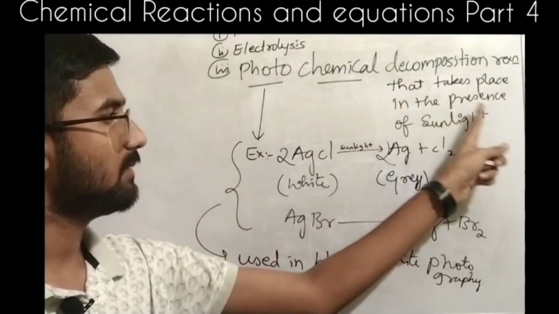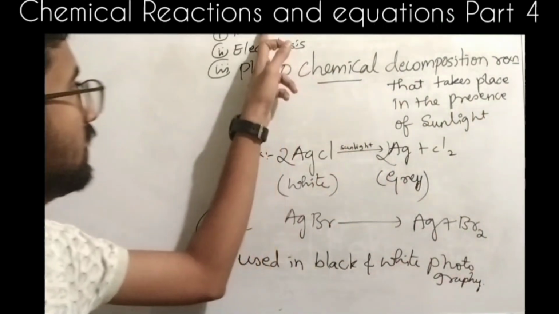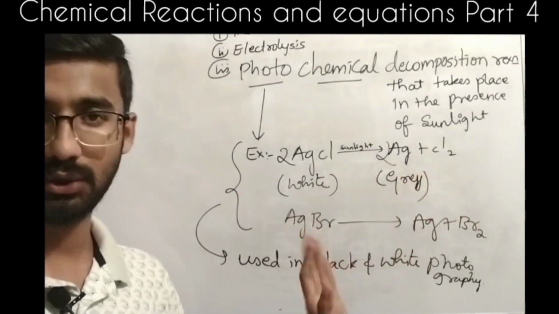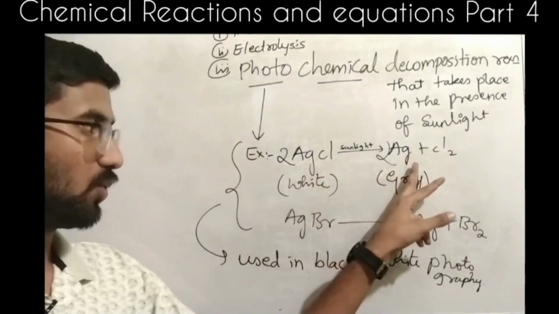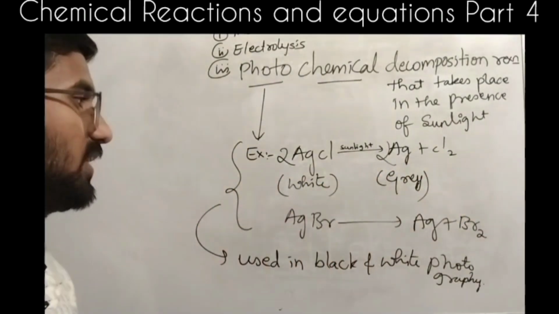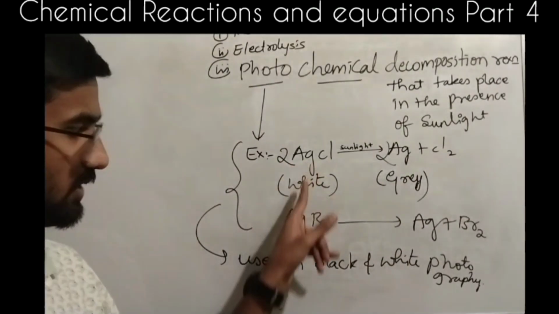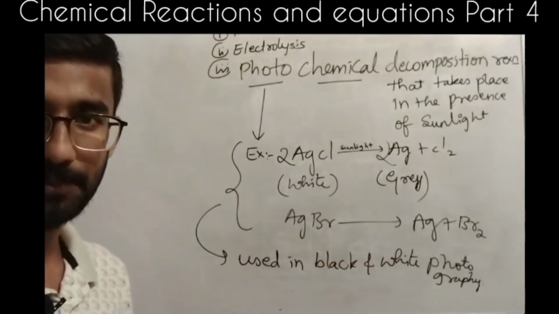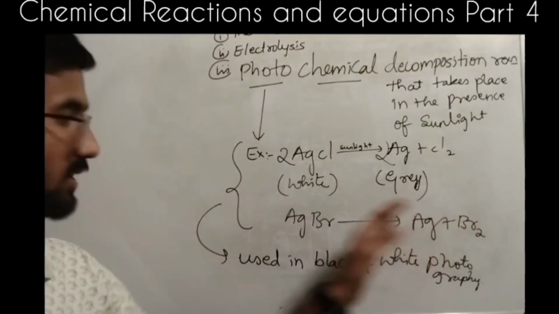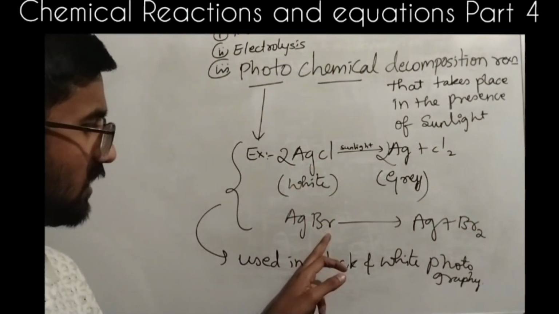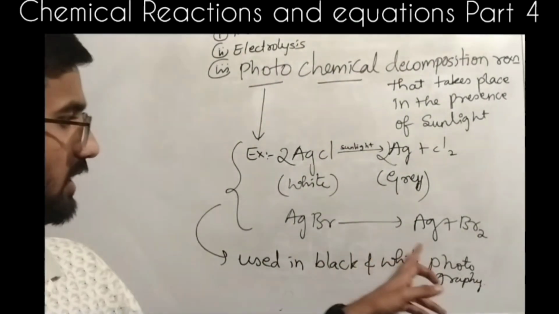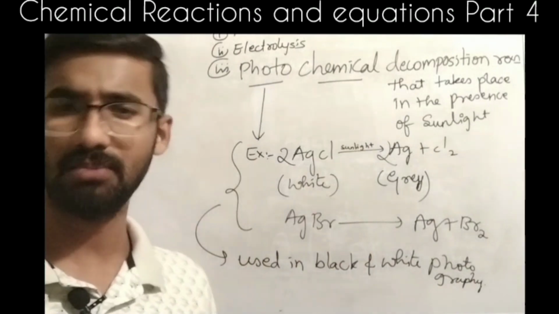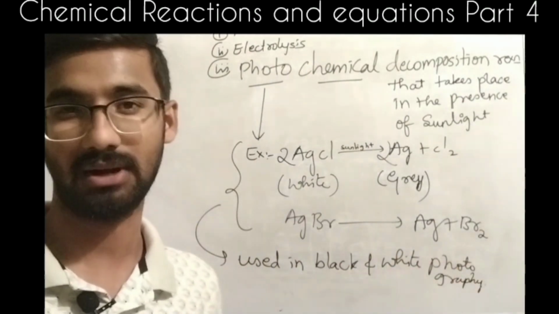A decomposition reaction that takes place in the presence of sunlight. Right? This is heat, this is electricity, and this is sunlight. AgCl gives Ag plus Cl2. A single reactant gives two or more products. It is a type of decomposition reaction. See, AgCl is a white salt, but when we keep it in the sunlight it becomes gray, and we should balance this reaction. Same as this, in place of Cl I put Br: AgBr gives Ag plus Br2. A simple type of reaction here, not as complicated as electrolysis and thermal.